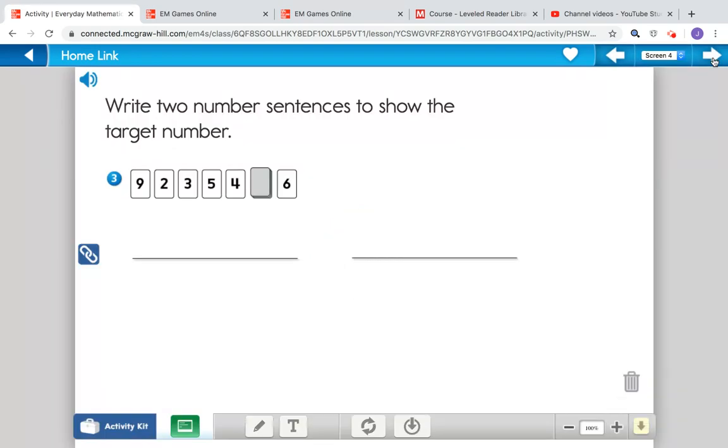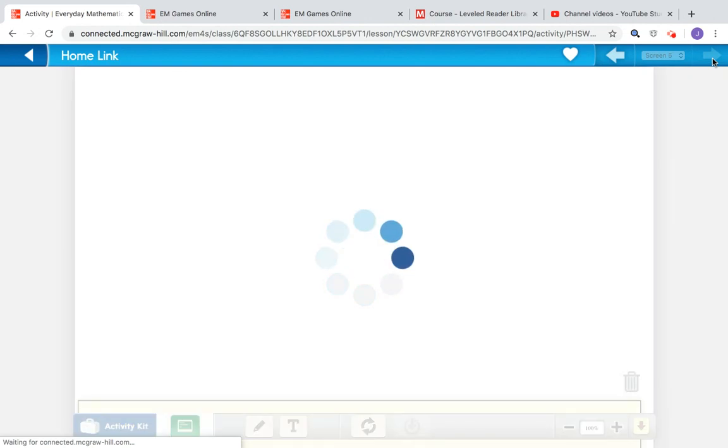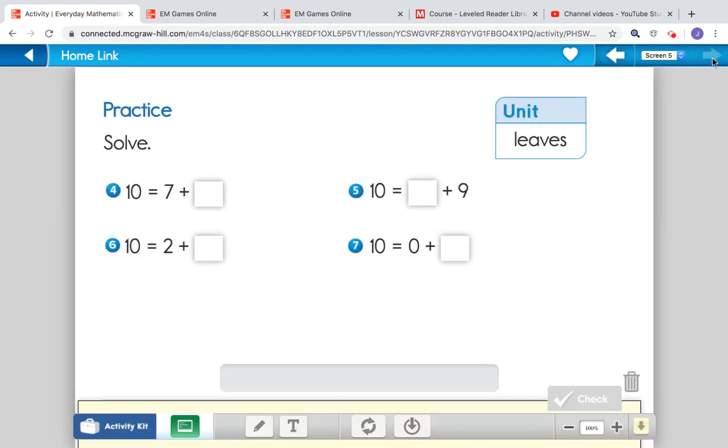You can do number 3 and number 4. Number 4 is practice. It's just solving the answers to the puzzle, to the addition problems. It's 10 equals 7 plus what number equals 10. 2 plus what number equals 10. You have your number grid, so you may use that for these problems.